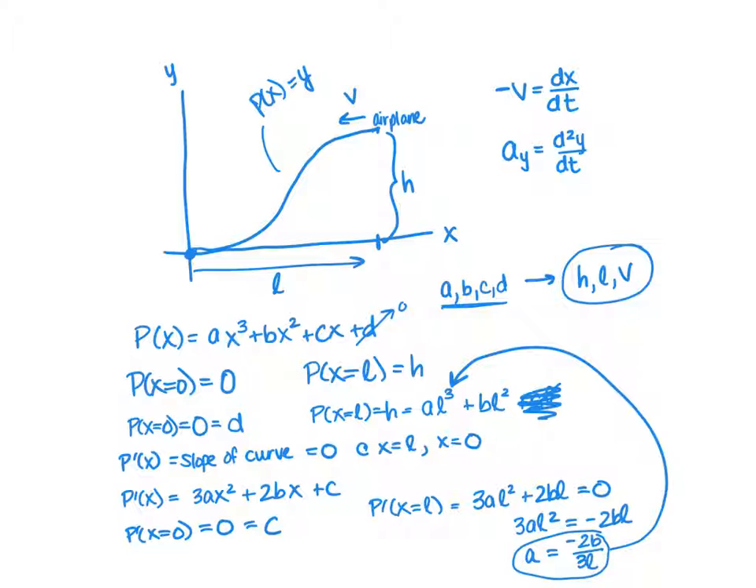Oops, sorry. So I had written that p, so I have, well, okay, what did I learn so far? I hate when I have this screen. A is minus 2b over 3L.